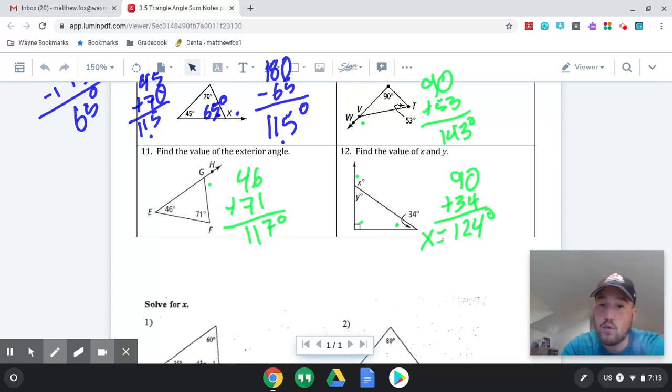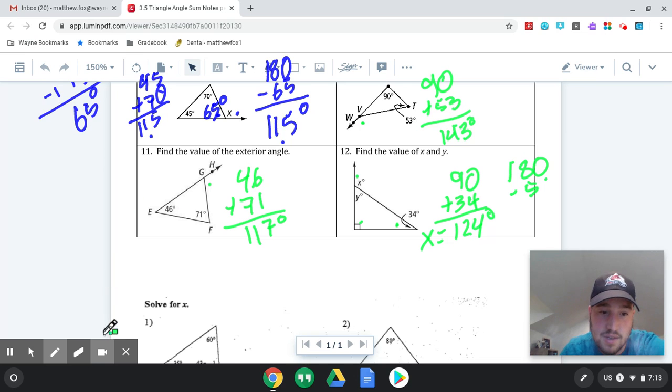Okay, now y. There are two ways you can solve it, and they'll both involve the same math. You can think of x plus y equals 180 because they're a linear pair. So we do 180 minus that 124 and get our answer of 56. The other way you can do it: 90 plus 34 was 124. These three add up to 180. 180 minus that 124 still gives us 56. So it doesn't matter which way you do it. You're still going to get the same answer.